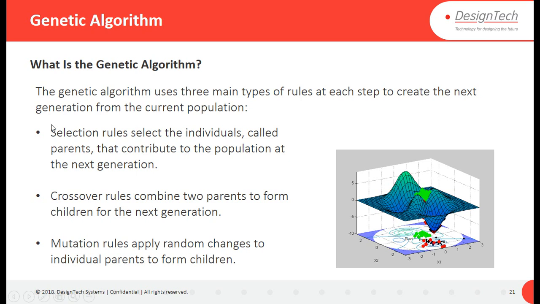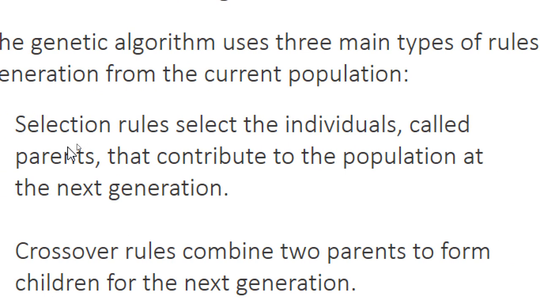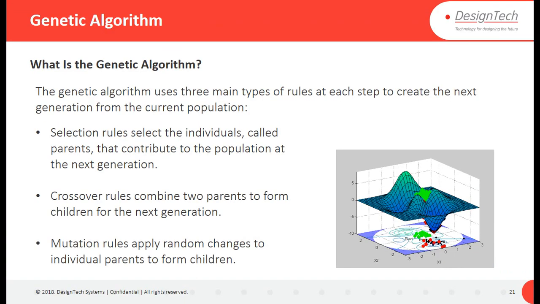Another is called elite. If a parent becomes a child, it means the parent is immortal: the parent itself will be a child in the next generation. These are called elite. Second, crossover rules combine two parents to form a child for the next generation. In this case, whatever parent points we have, we modify them and create the next generation. We take two parents, and that is called crossover.